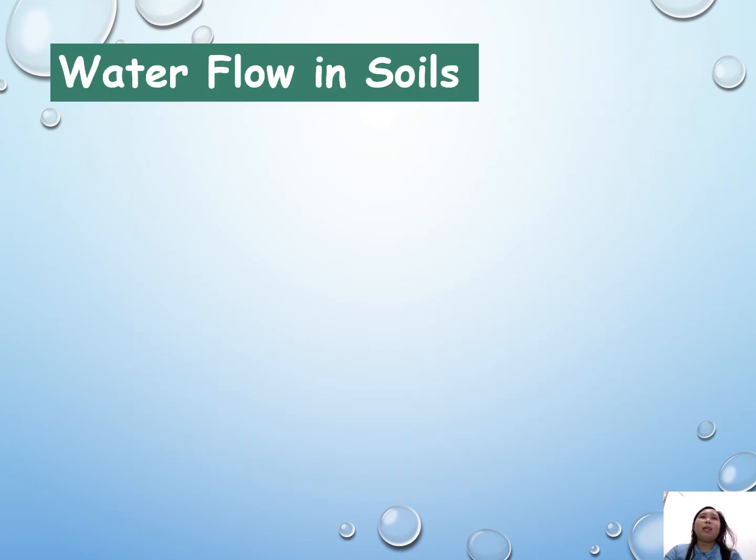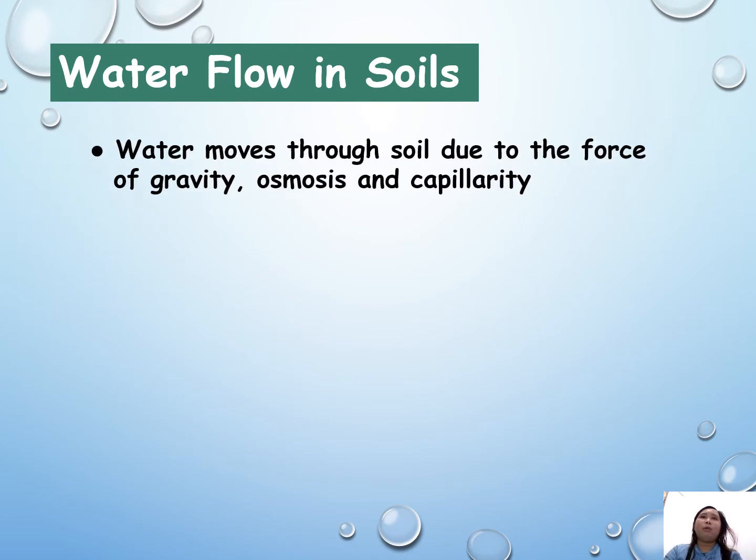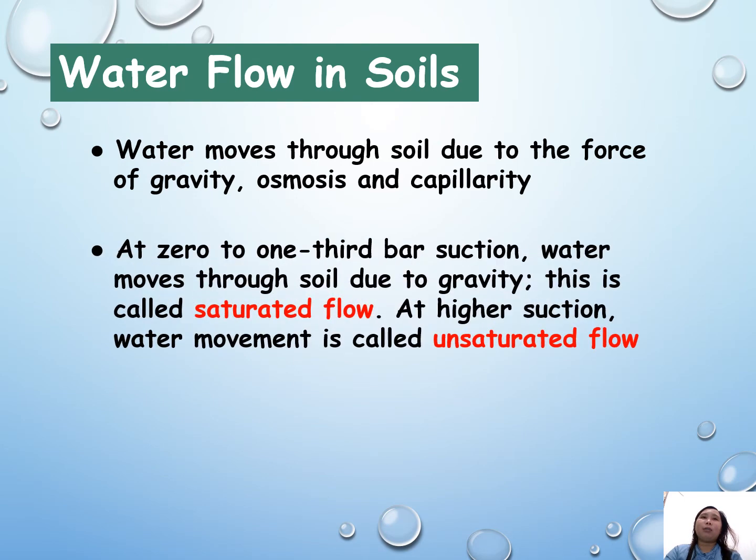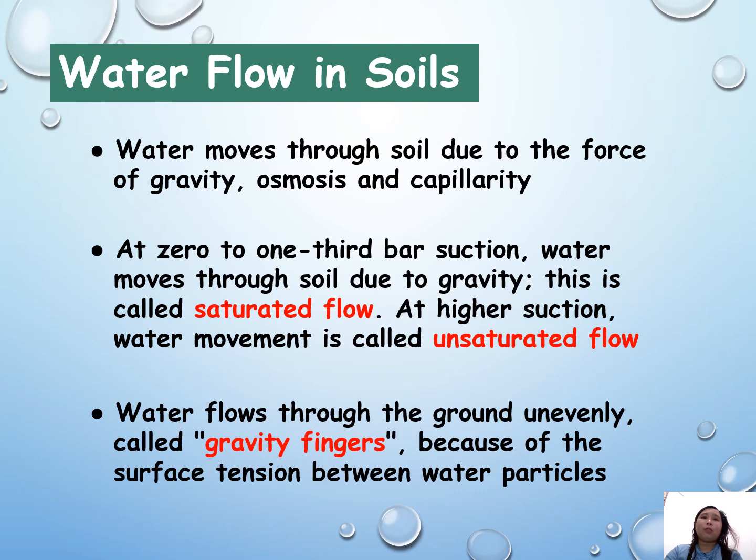Okay, now let's take a look at how water moves or flows in soils. Water moves through soil due to the forces of gravity, osmosis, and capillarity. At 0 to 1/3 bar suction, water moves through soil due to gravity. This is called saturated flow. At higher suction, water movement is called unsaturated flow. Water flows through the ground unevenly, called gravity fingers, because of the surface tension between the water particles.